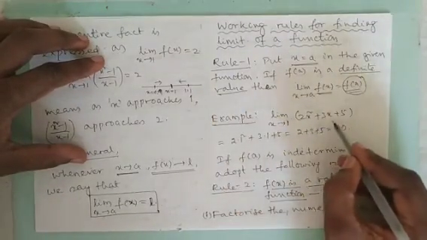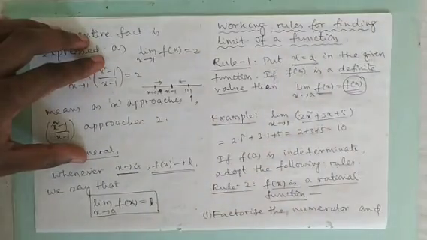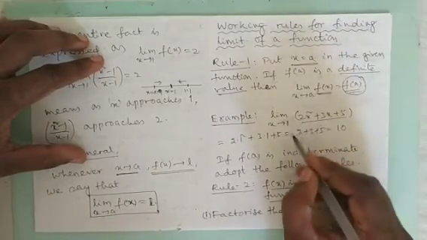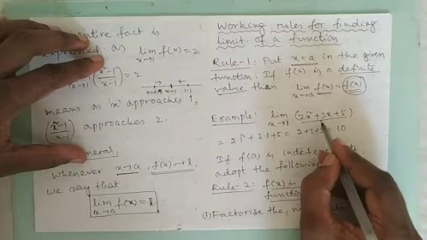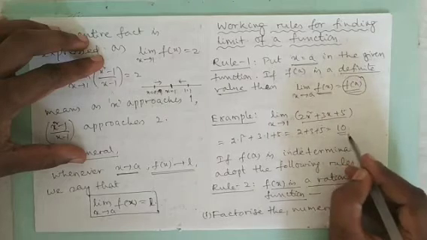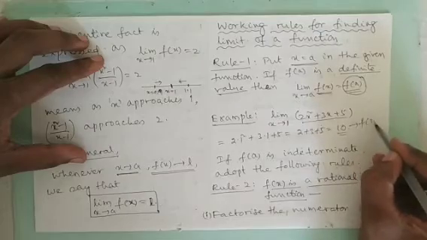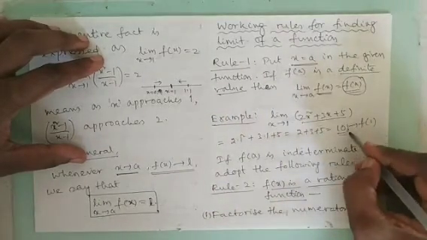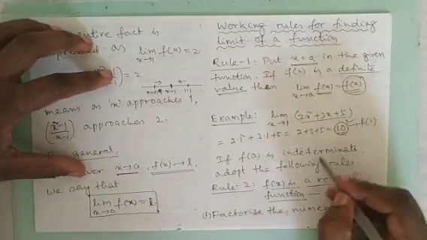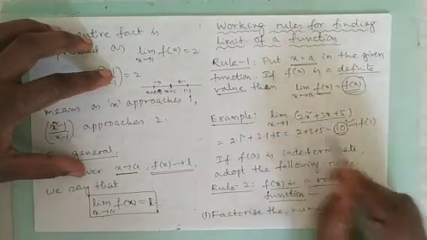Limit x tends to 1 of 2x squared plus 3x plus 5. This is the given function, 2x squared plus 3x plus 5, and we are told to find the limit as x approaches 1. So what we will do is just take x equal to 1 and put it in the function. So 2 into 1 squared plus 3 into 1 plus 5, we get a definite value, 10. So this value is called f of a, or f of 1 in this case. And this is also the limit of the function. Now here f of a is determinate, so we are equating f of a as the limit of the function.